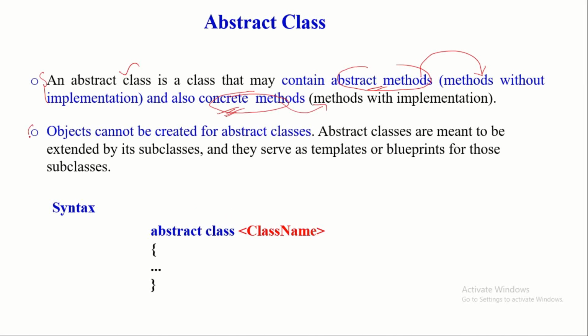Another important point about abstract class is that objects cannot be created for an abstract class at all, because abstract classes are meant to be extended by its subclasses, and they simply serve as templates or blueprints for its subclasses. That's why objects cannot be created for the abstract classes. Abstract classes are declared using the keyword abstract, and inside the abstract class, both the abstract method as well as the concrete method can be included.